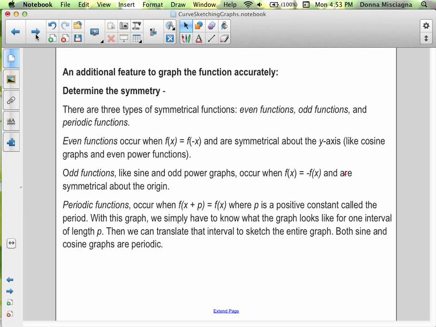So if you plug in a negative x and you get the same thing, it's an even function. If you plug in a negative x and you get the complete opposite, then it's symmetric about the origin. And then periodic functions are things like sine and cosine. And when we have those kinds of graphs, we're just going to graph one period.